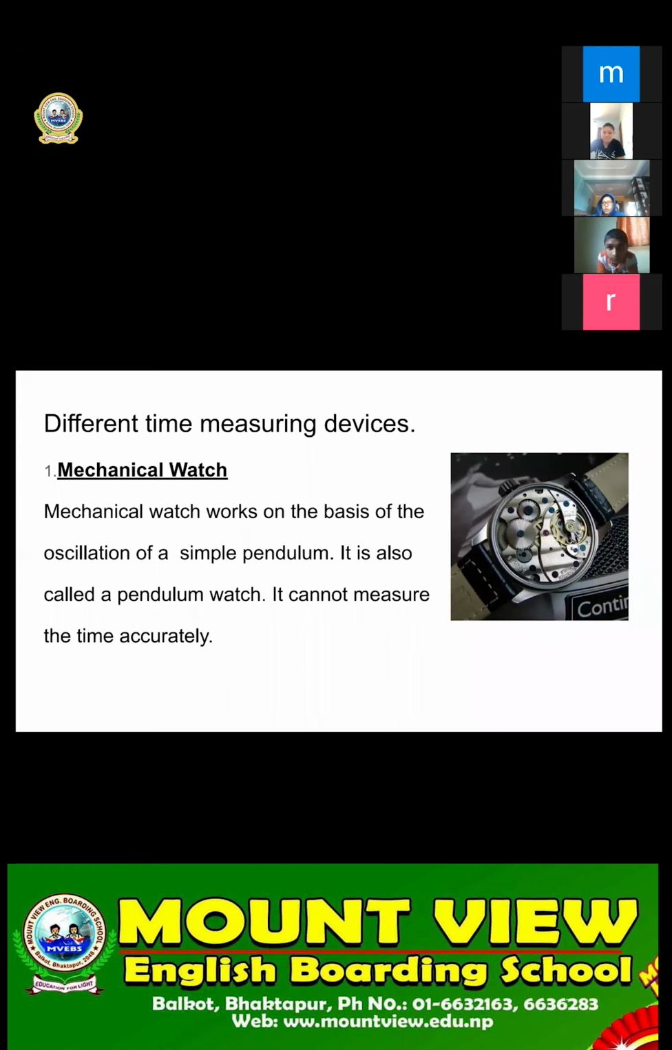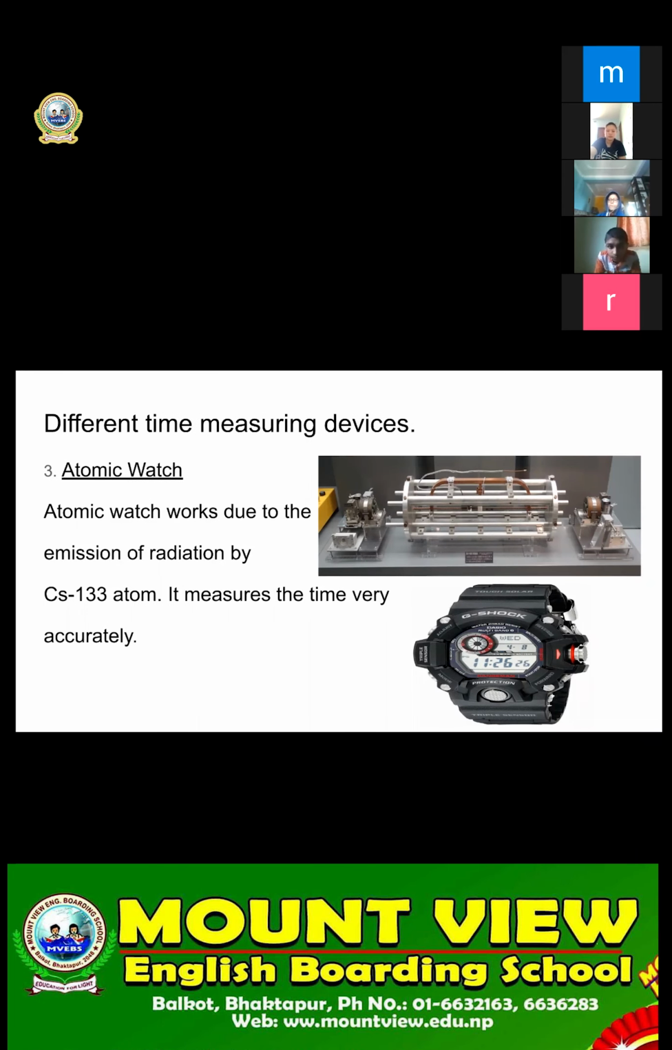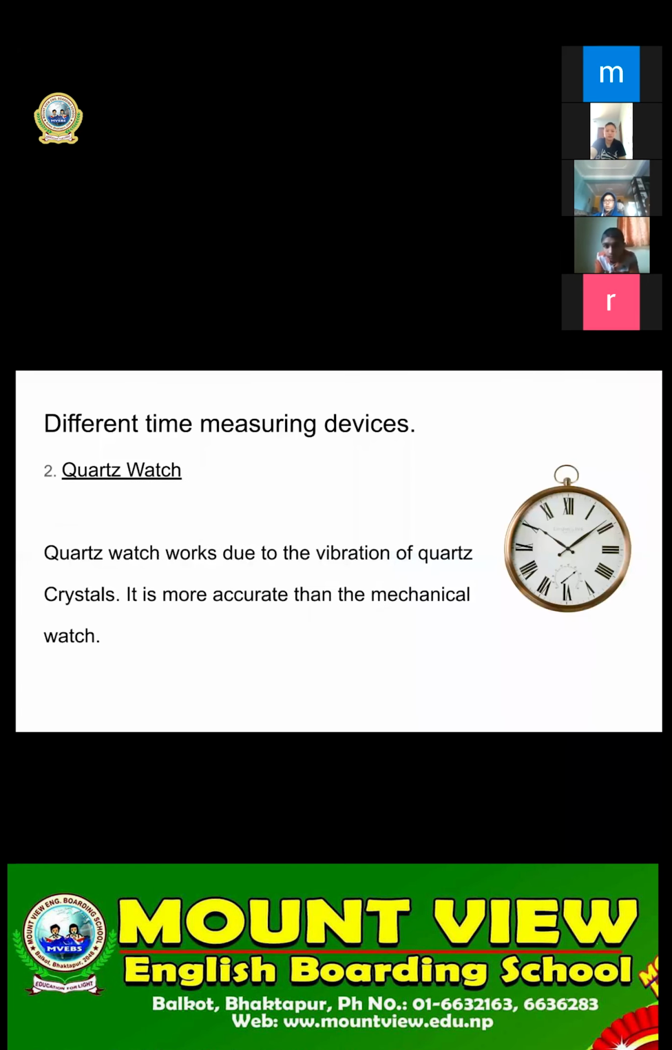Number one is the mechanical watch. So, different types of watches. The first one is the mechanical watch, and the second is the quartz watch. Next we have the atomic watch. So let me go to the first one, the mechanical watch.